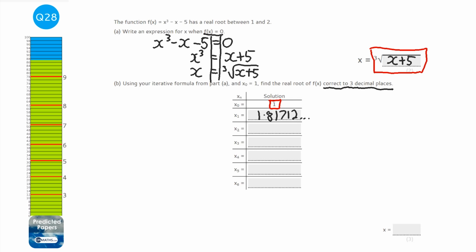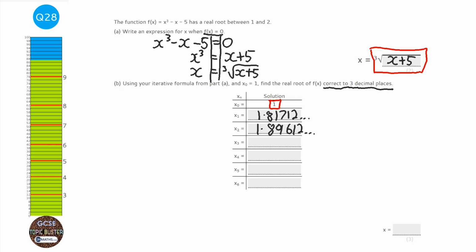Now, if you try and round them, you will get very, very different answers. And it might take you a little bit longer, or you might make a mistake. So you let the calculator do all the remembering for you. Then I press equals, and I get 1.89612, blah, blah, blah. So I'm going to do the same again.